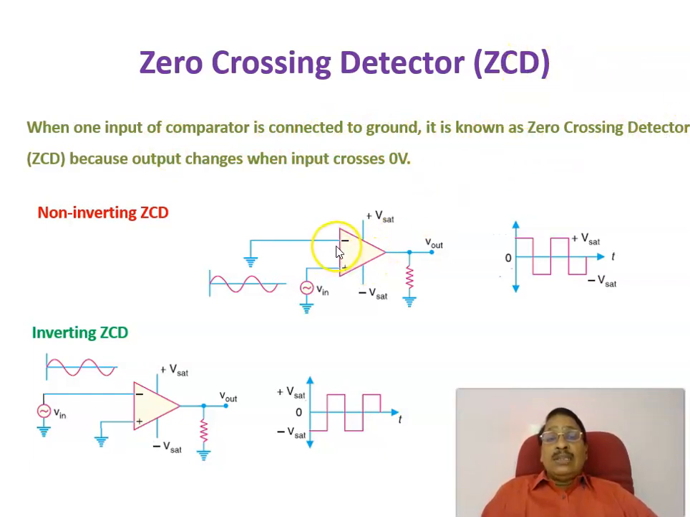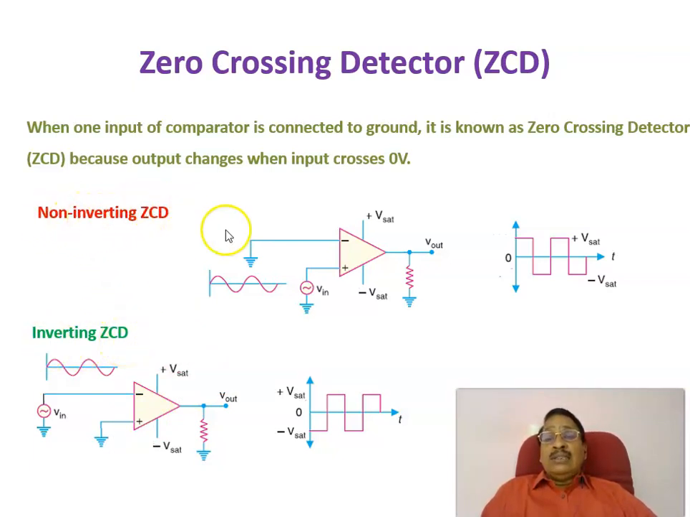One of the input points of the comparator is grounded, and then we call it a zero crossing detector. Because the output changes when the input crosses zero voltage, the change is either from plus V sat to minus V sat or minus V sat to plus V sat. That transition is taking place at zero voltage. That is why it is called a zero crossing detector. Depending upon whether you apply the voltage to the plus input or minus input, they are classified as non-inverting zero crossing detector and inverting zero crossing detector.